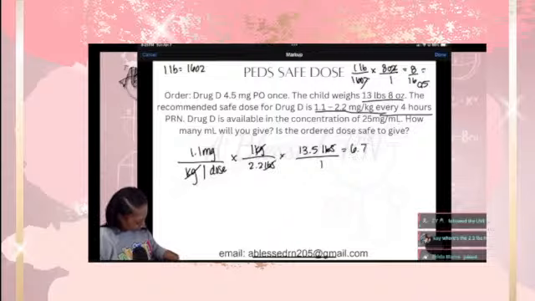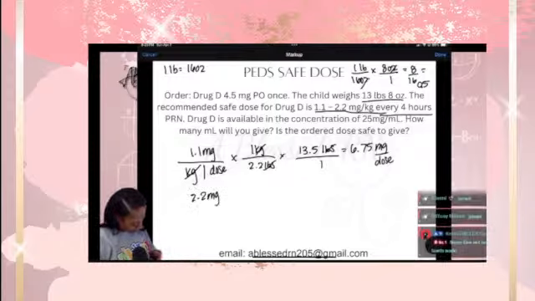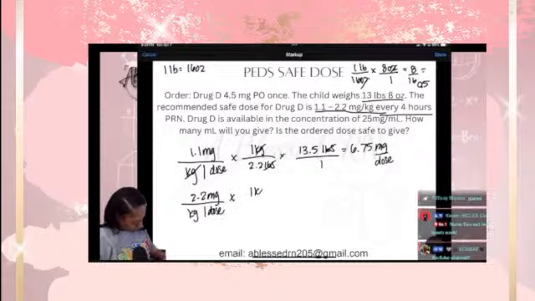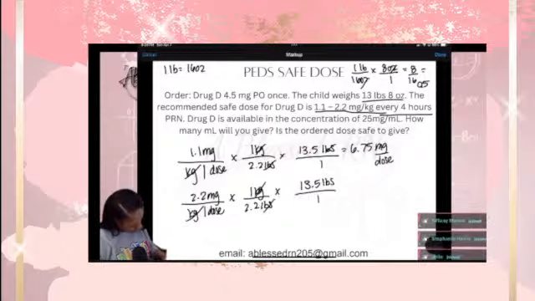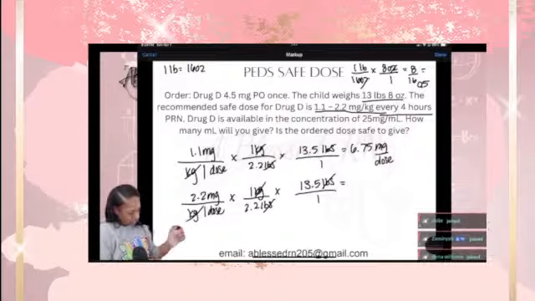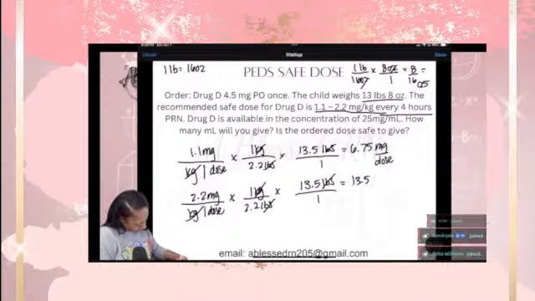So 6.75 milligrams per dose is the least amount, okay? The most we're going to do is 2.2 over kg per dose. 1 kilogram is 2.2 pounds. Kgs cross out, and now we got 13.5 pounds over 1. Pounds crosses out. So we'll do 2.2 times 13.5 divided by 2.2. And that's going to be 13.5 milligrams per dose.